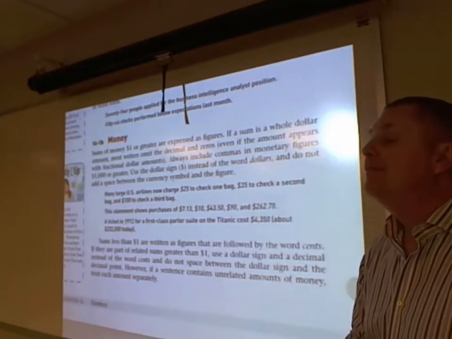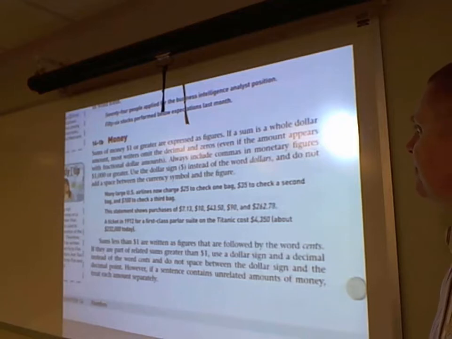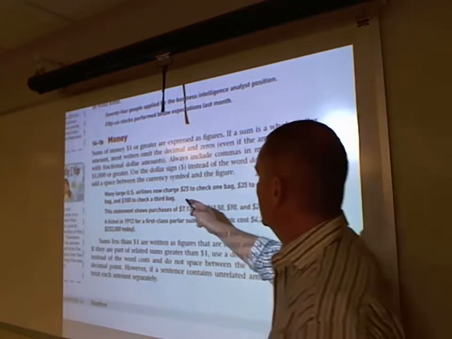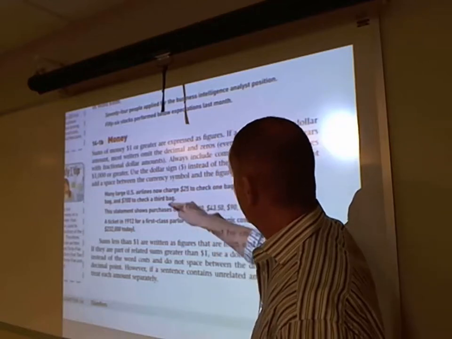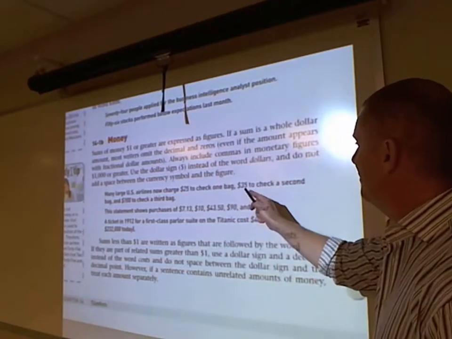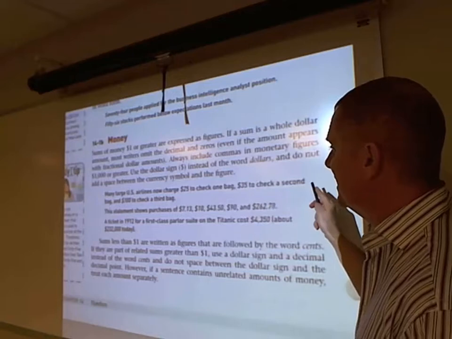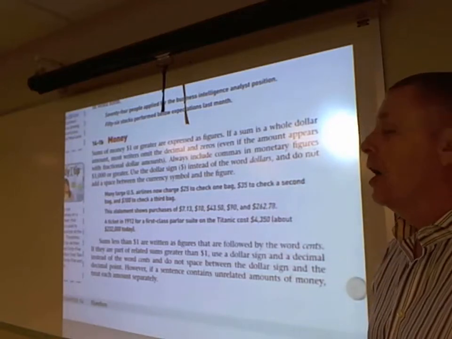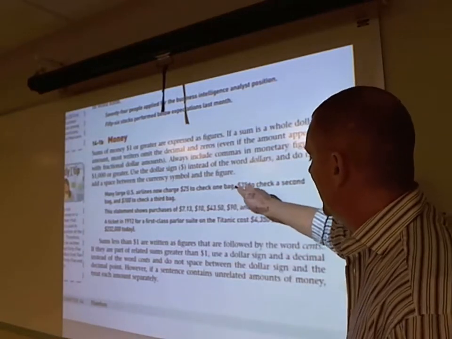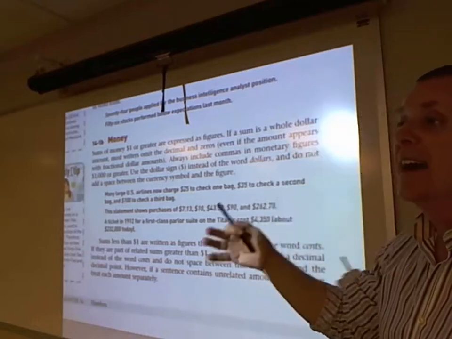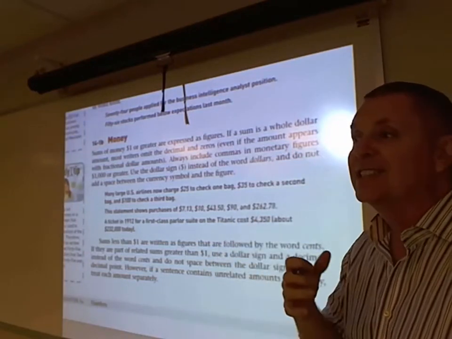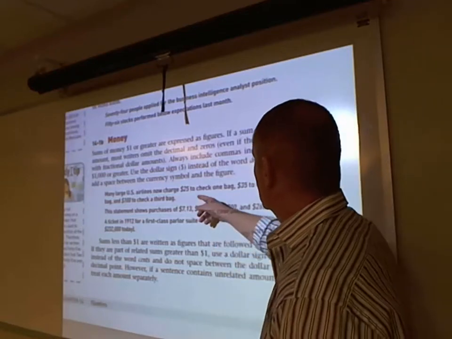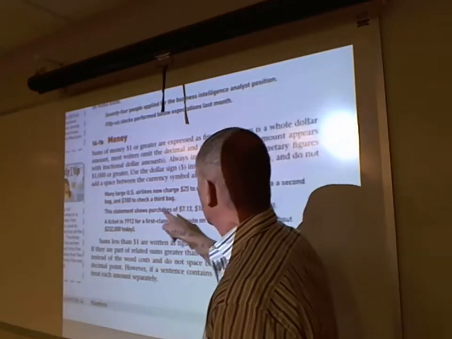Okay, so many large U.S. airlines now charge $25. Don't put a space in between. To check one bag, $35 to check a second. Don't add the word dollar to it. And also, whenever you have items that don't have a decimal amount, leave them off unless it violates consistency rules. So $25, $35, and $100. No decimal point, since there's not a decimal number in any of those values.